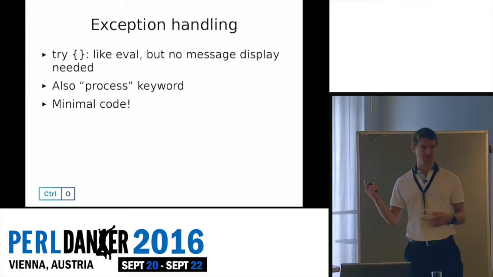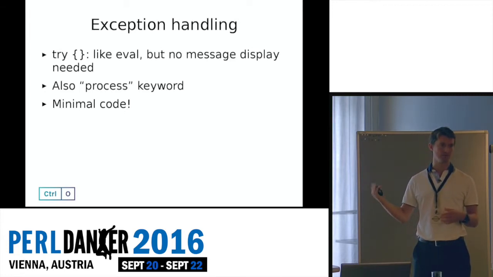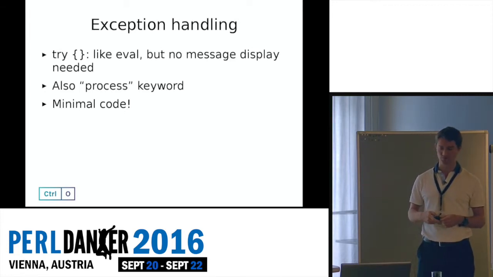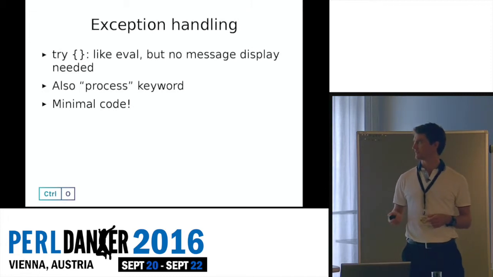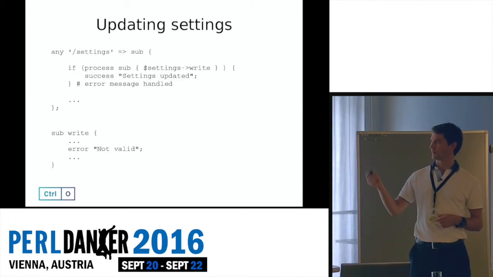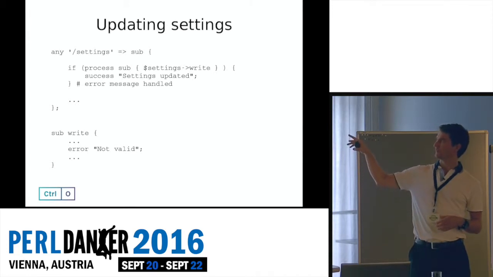There's also the process keyword, which will return true or false depending on whether an exception was raised. Just to show you that in practice, I've got a subroutine here called write, which would have some code to do the writing in. If an error happened, I can just call error. So that's a user error. But in my route, I'd process it like that. And like I say, just a very short line of code there.